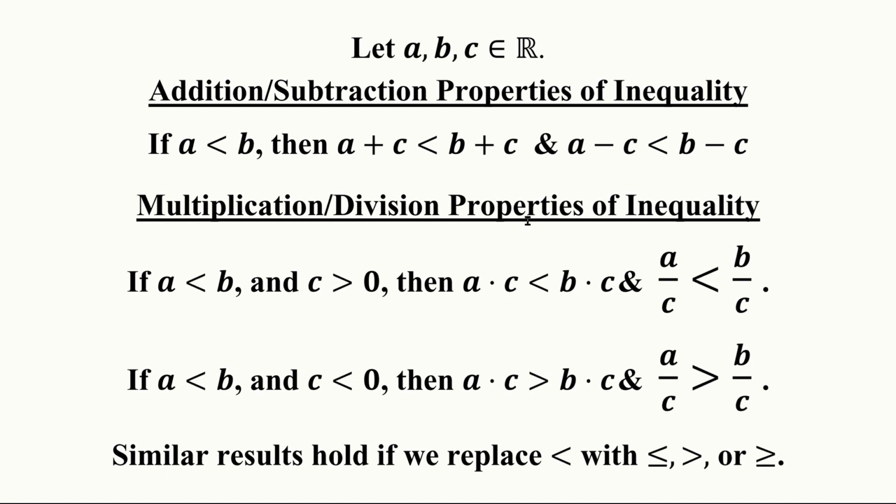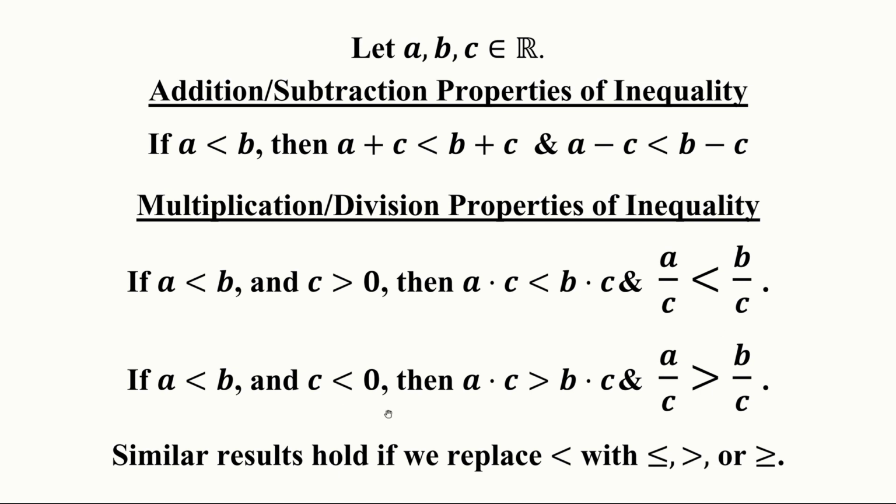When it comes to multiplication and division properties of inequality, this is where things take a little bit of a diversion from those properties for equality, but only if you're multiplying or dividing by a negative number. So as long as you have an inequality like A less than B, and you multiply both sides by a number C which is greater than 0, you preserve the direction of the inequality. And the same goes for division. So it works for both multiplication and division.